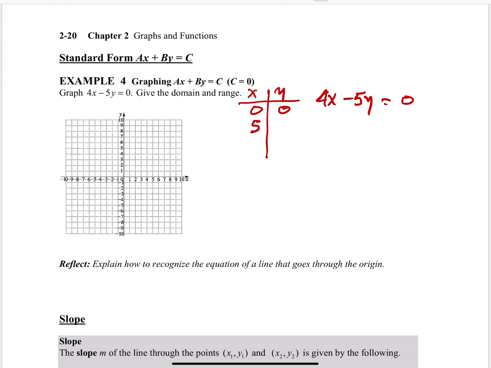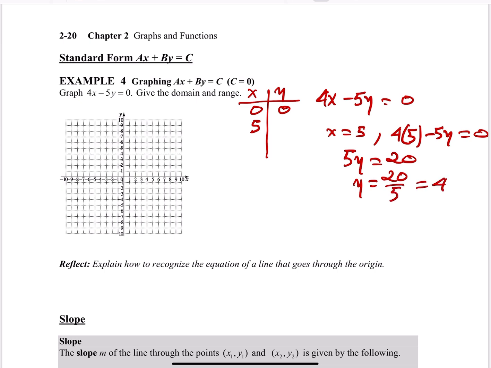Let's check. x is equal to 5. Then I will have 4 times 5 minus 5y is equal to 0. Then 5y is equal to 20, because 4 times 5 is 20. Then y is equal to 20 divided by 5, which is 4. Then y is equal to 4. Write down 4 here. By the way, you just need 2 points. Now you have 2 points here, which are (0, 0) and (5, 4).